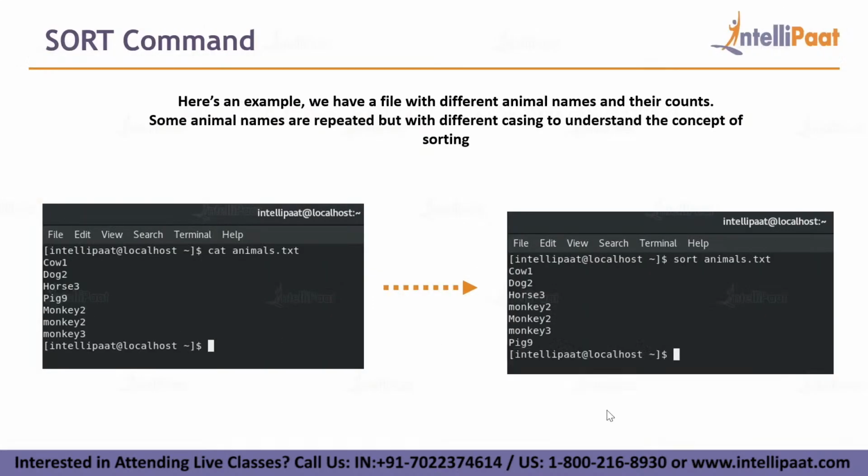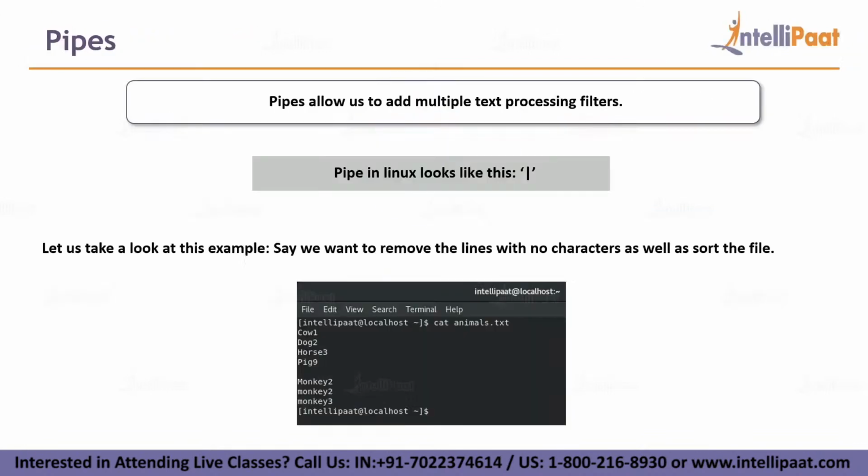Now going back to the slides, let us look at pipes. Pipes again is one of the most important concepts you'll have to remember. Pipes allow us to add multiple text processing filters. This is the pipe symbol which you can use. Using this pipe command, you can run multiple commands in a single line. So that is the use of pipe.